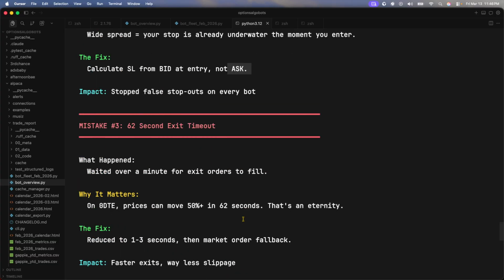The third thing is making sure that my stop, whenever I wanted to get out of a trade, and these trades are mostly profitable, right?